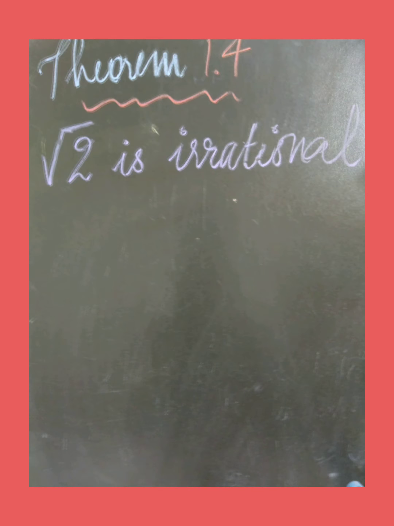Now we will do theorem 1.4, that is root 2 is irrational. After proving this, we can also conclude that root 3, root 5, root of anything is irrational if it doesn't have any root of it. Like root 4 is not irrational because it is 2. Okay, so we have to prove root 2 is irrational. So let's see how to do so.